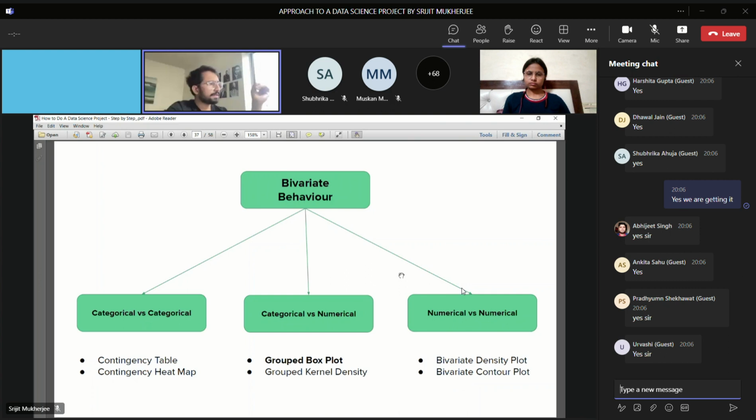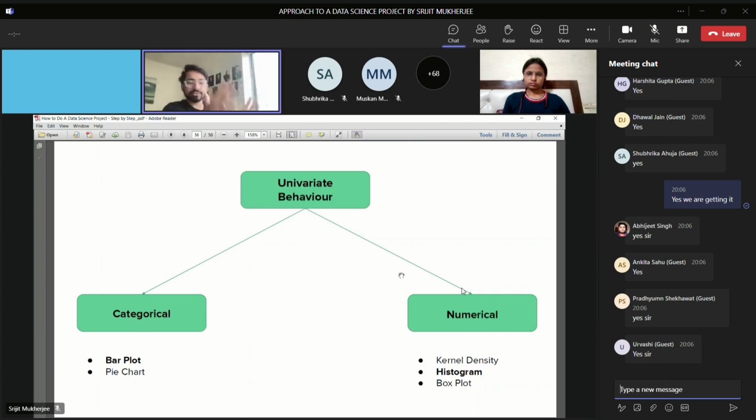This is a simple decision tree for you to do these simple steps and understand the data set. That's it. No more complicated things you need to do. This is the first step you should do. Okay, no complicated things.